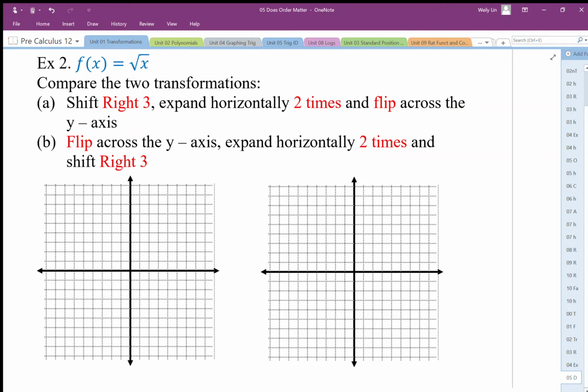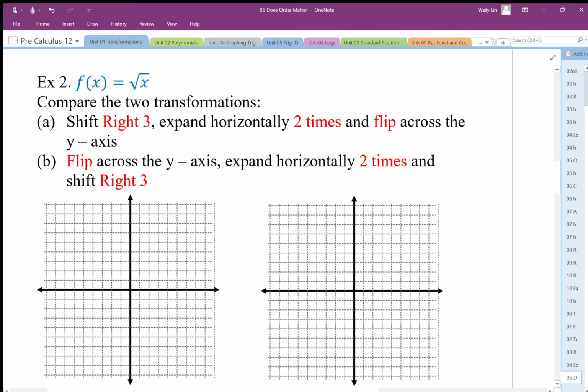Okay, so same issue here horizontally. The order is going to matter. Here we have a shift, the expansion, and flip last. Here we have the flip first, shift last. So when we change the order, we're going to change the functions. We've got to be careful now.